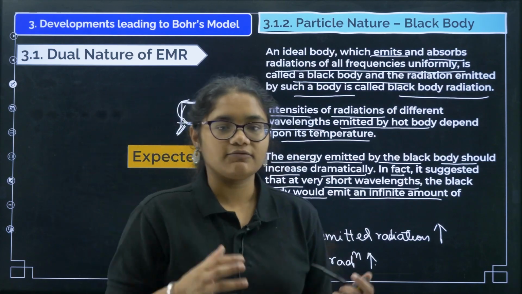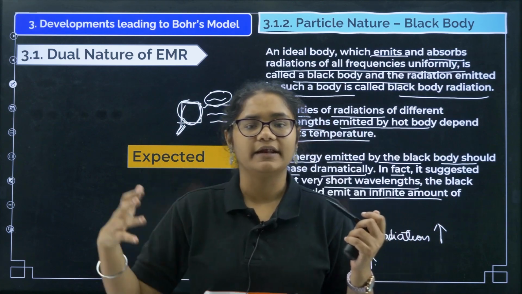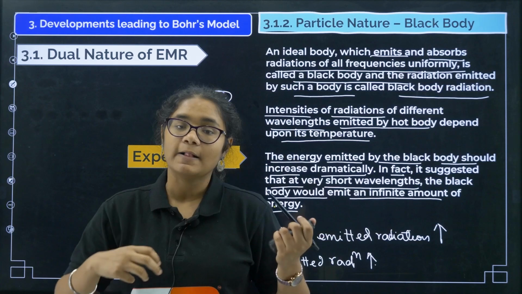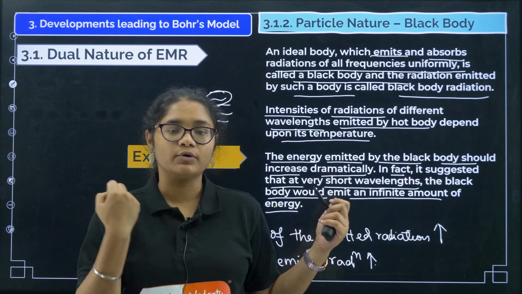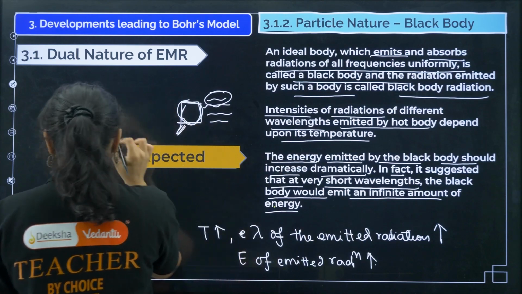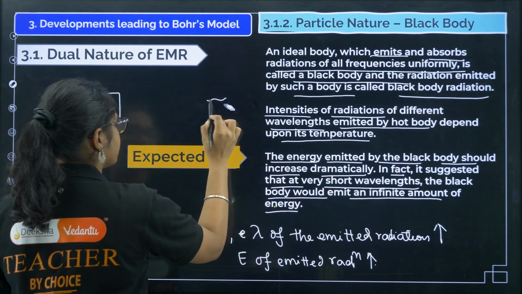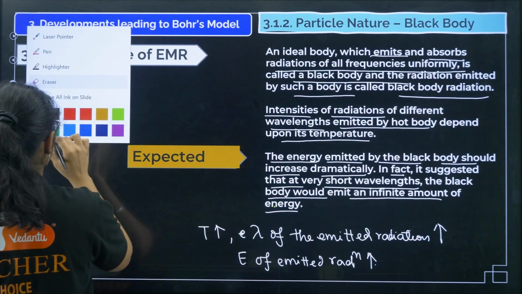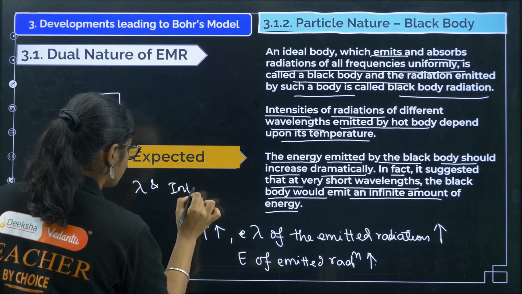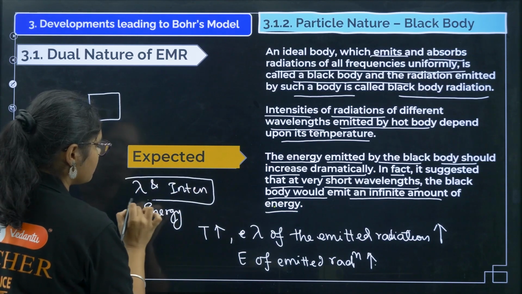So that is what it is saying: if you keep the body and it is emitting radiations of different intensities, any intensity it can give, then the energy released from this black body will also be very high. Just listen here. Two things may confuse you, wavelength and intensity, and another is energy. Two important keywords are here.